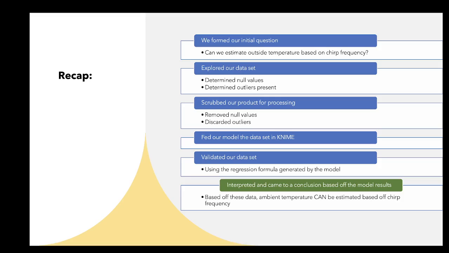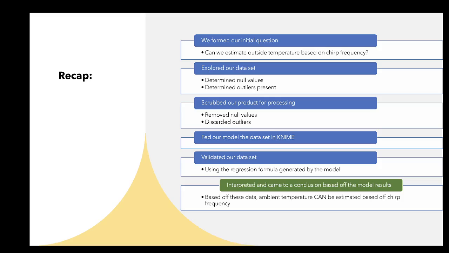So to recap, we had our initial question, can we estimate outside temperature based on chirp frequency? Our initial data read showed there were some technical issues in terms of the presence of null values, some records were missing data, and there's also statistical outliers present. We did scrub both of those out of the data set. We removed null values, discarded outliers because they were such a small portion of the data set.